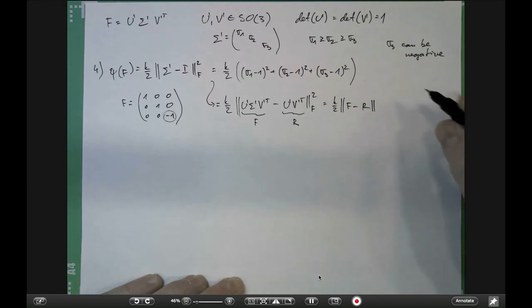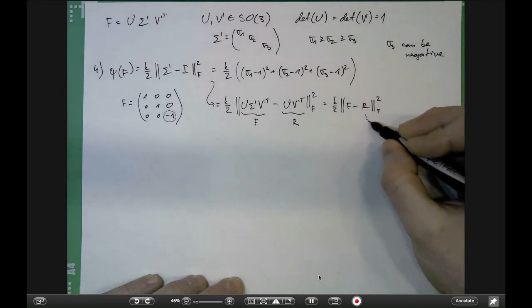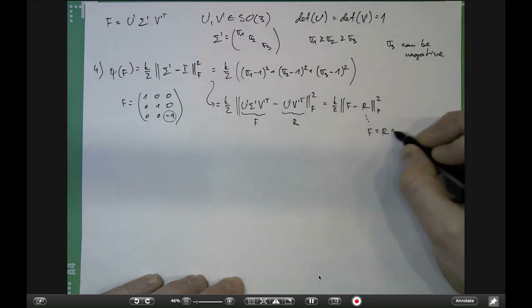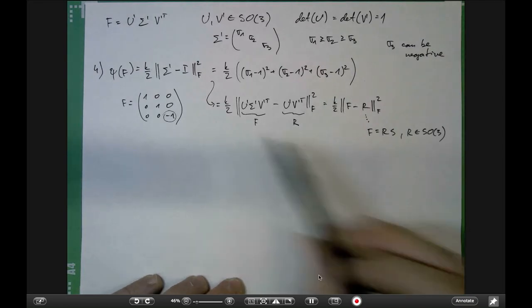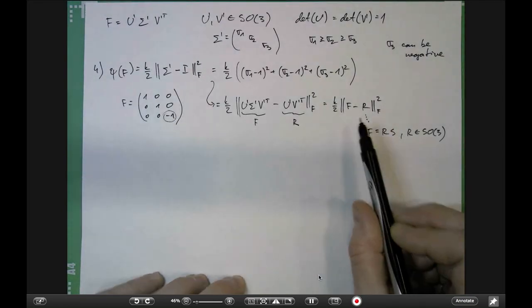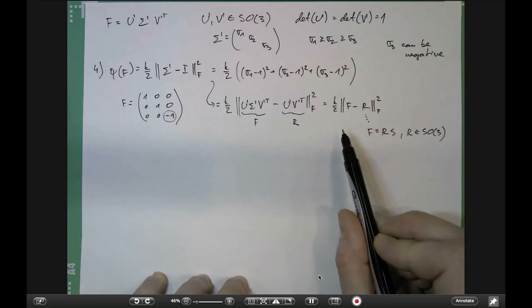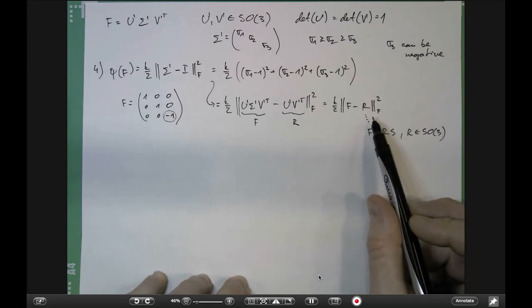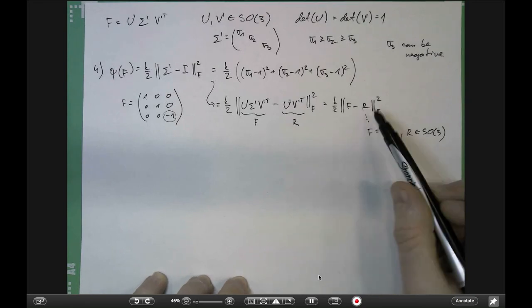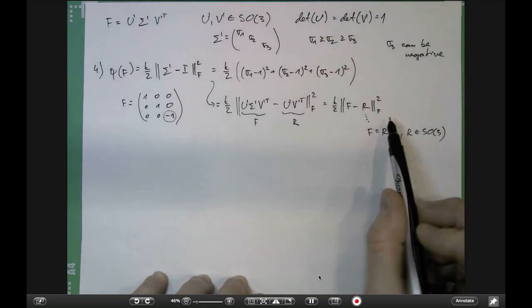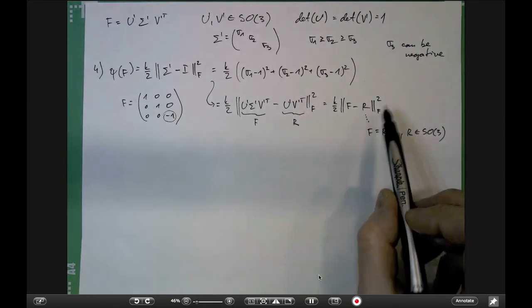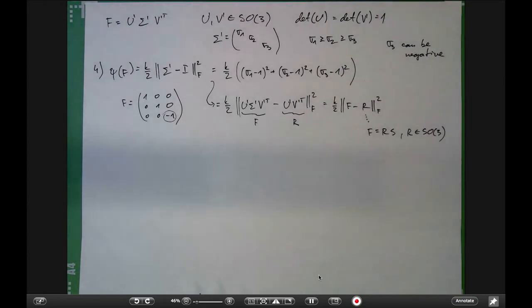So the alternative way I can write this is F minus R, where this R is exactly the R from polar decomposition. If this is my polar decomposition, R is a proper rotation, and S is a symmetric matrix. So this energy is exactly equivalent to the difference between F and the best fit rotation to F. What I mean by best fit rotation is that this R turns out to be the rotation matrix which minimizes this formula, the distance from F in the Frobenius norm.